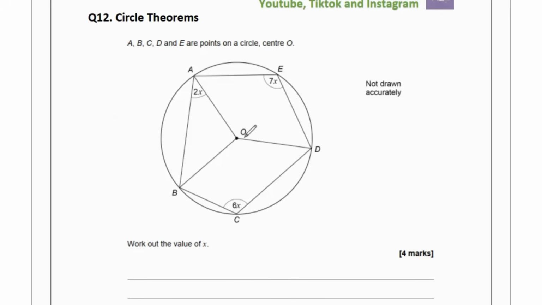We know that O is the center. So that means OA is equal to OB is equal to OD because all three represent the radius. So if this is 2x, that means this is also going to be 2x. So let's first use this triangle to figure out what angle AOB is going to be. Angle ABO, as you can see, is 2x. So angle AOB is going to be 180 minus 2x, which is 180 minus 4x.